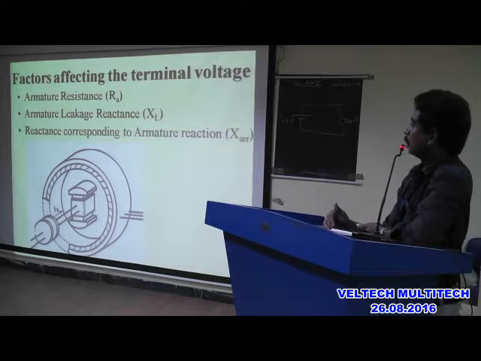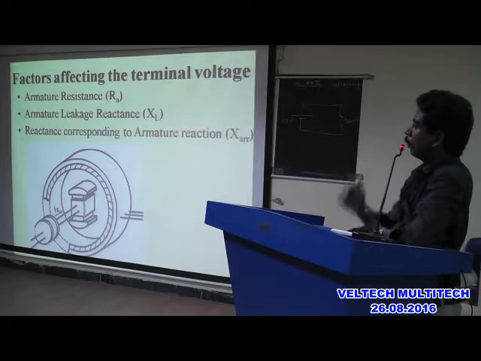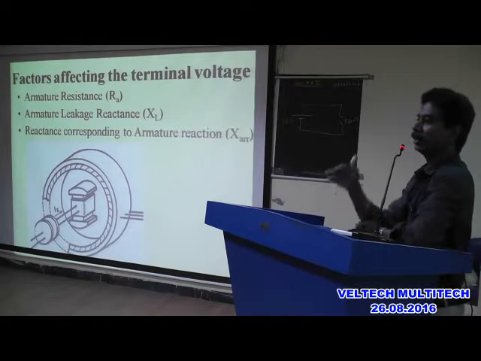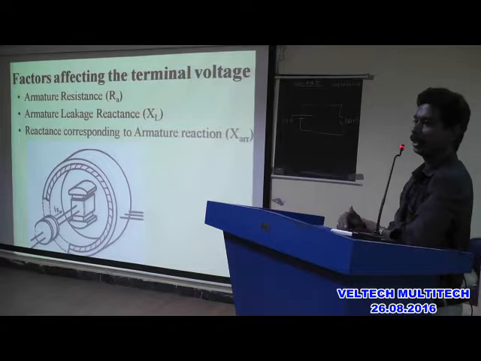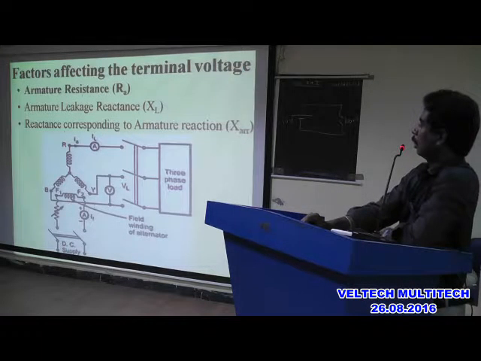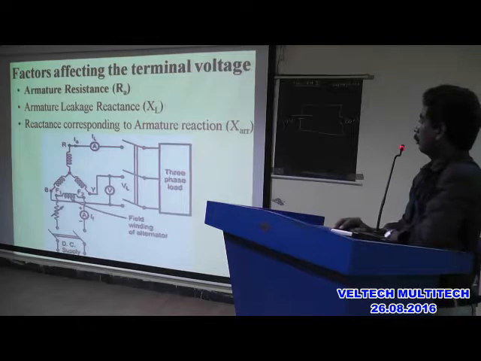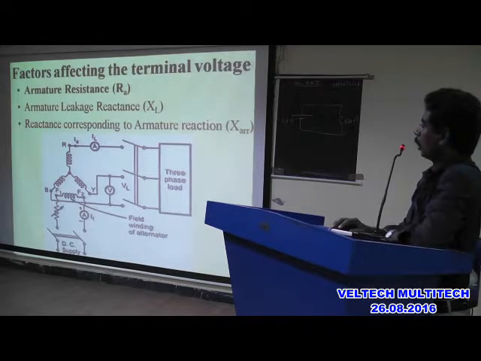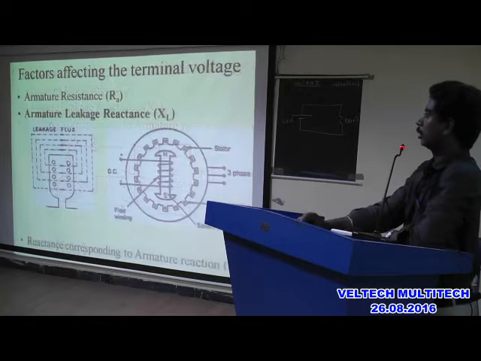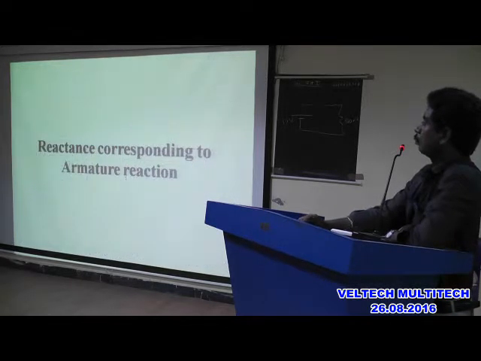Another one is armature resistance. Then the third one is reactance corresponding to armature reaction. The first two you can measure. The third one is the imaginary reactance. Here, for armature resistance, you can see the EMF is induced in the armature, and this is the terminal voltage. So the generated voltage should overcome this armature resistance, and only then will it reach the terminal. So there is some drop across the armature resistance. Similarly, leakage reactance, then armature reactance corresponding to armature reaction.